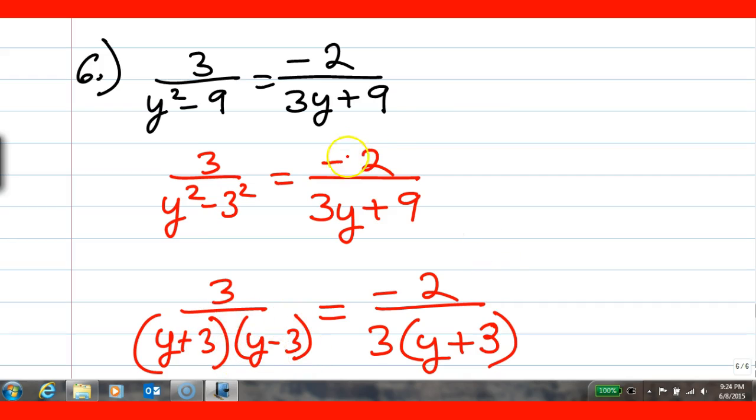On the other side, the negative 2, it's going to copy down the same, but I see that the 3y plus 9 have a 3 in common, so I can divide that out. So I'm going to divide the 3 out. What that leaves is a y plus 3 on the inside of the parentheses.